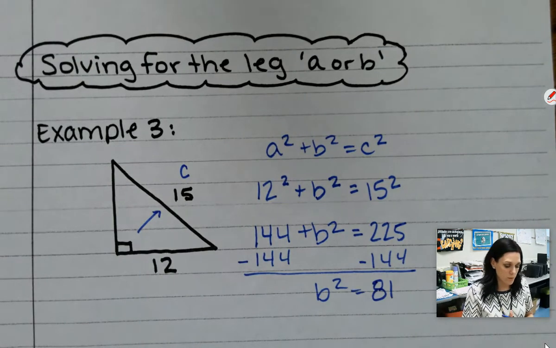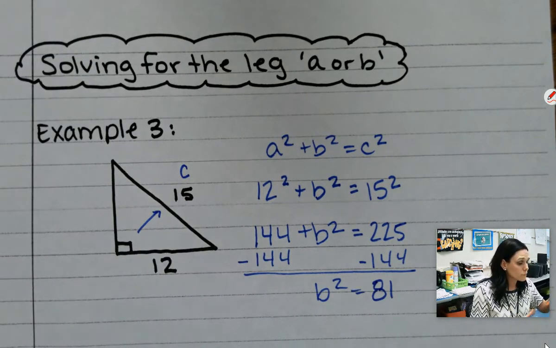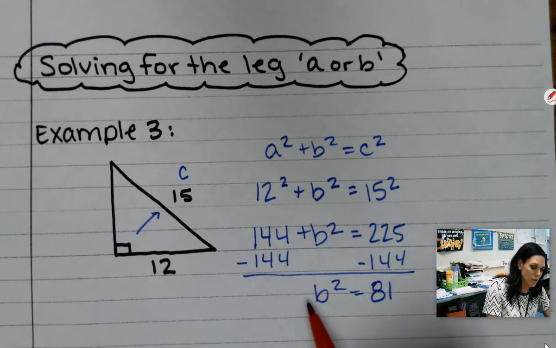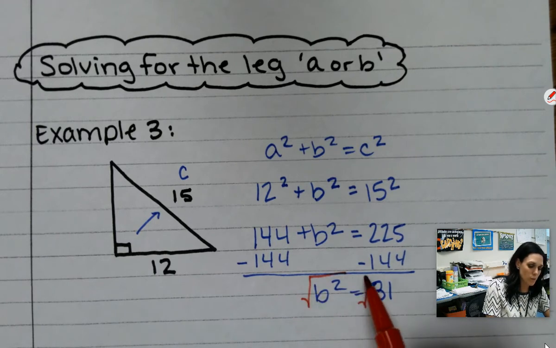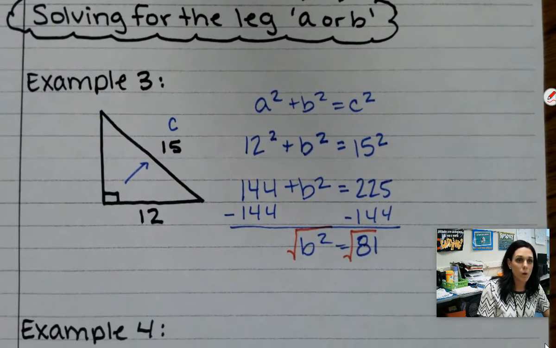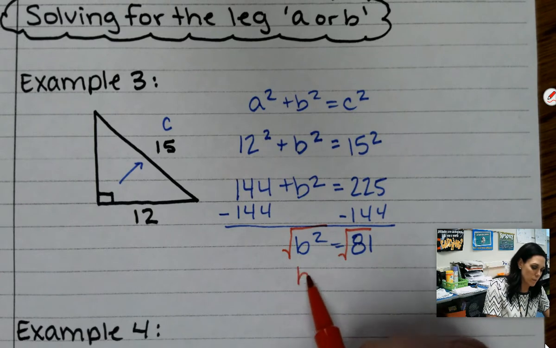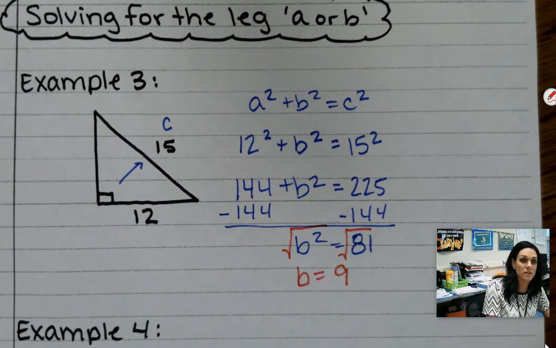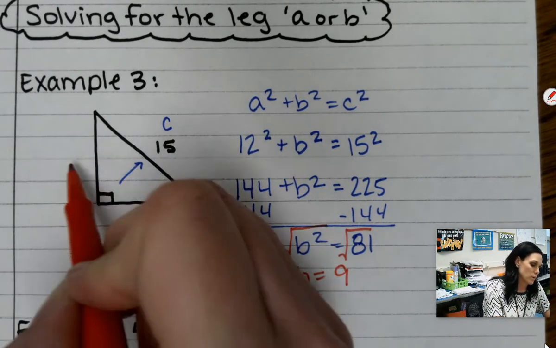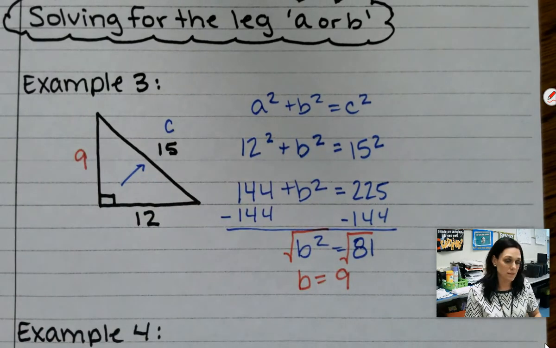Now, just like with solving for the hypotenuse, to get that variable by itself, I am going to take the square root of that answer. So the square root of 81, B's value, has to be 9. So this other side length is 9.